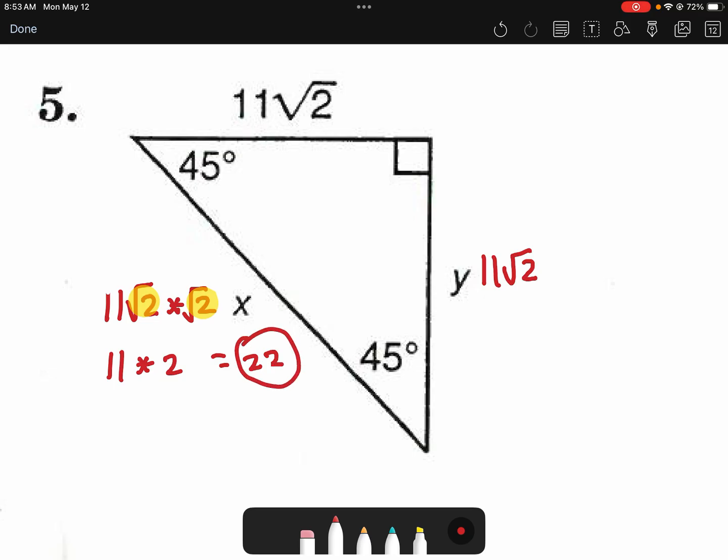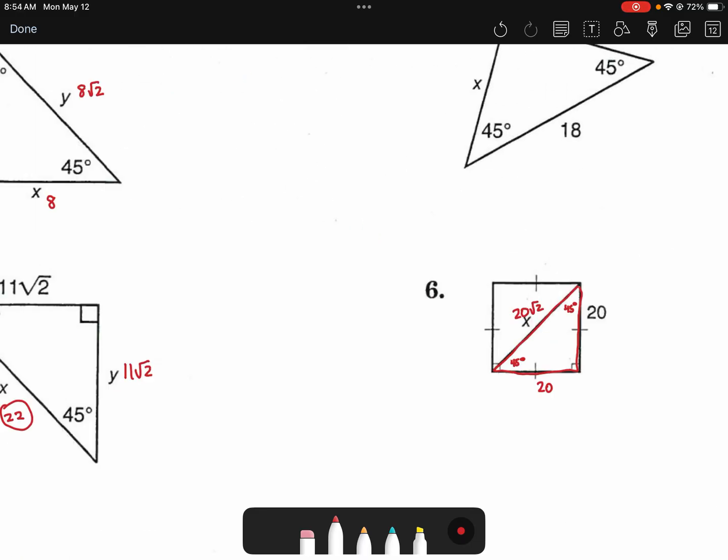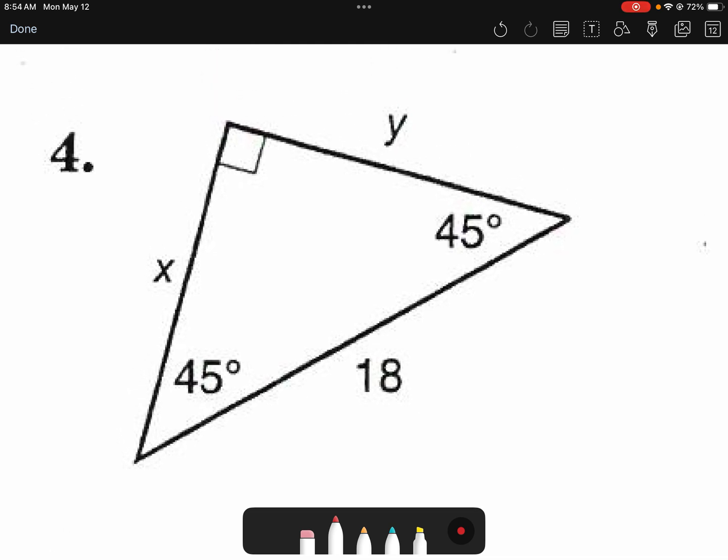So look at this example. We were given legs, 11 square roots of 2. The hypotenuse ended up being 22. What if you knew that the hypotenuse is 22? Would you know that the legs were 11 square roots of 2? It's the same thing, only backwards. That's what we have here. Notice how your hypotenuse is a whole number.